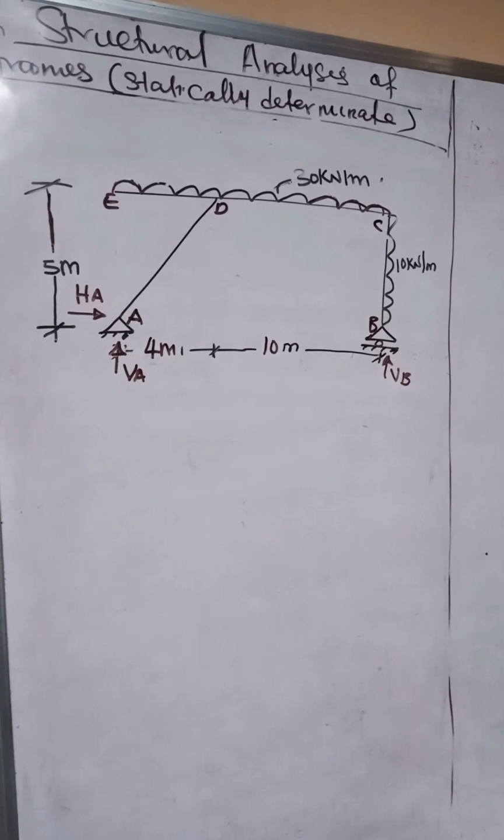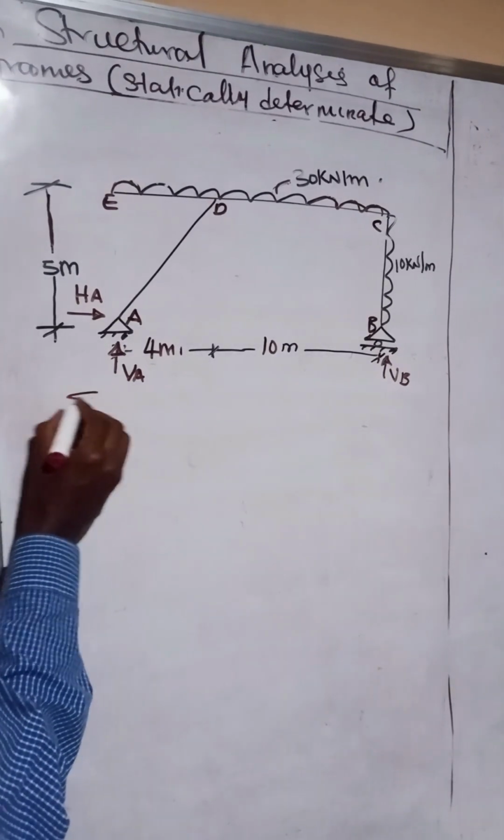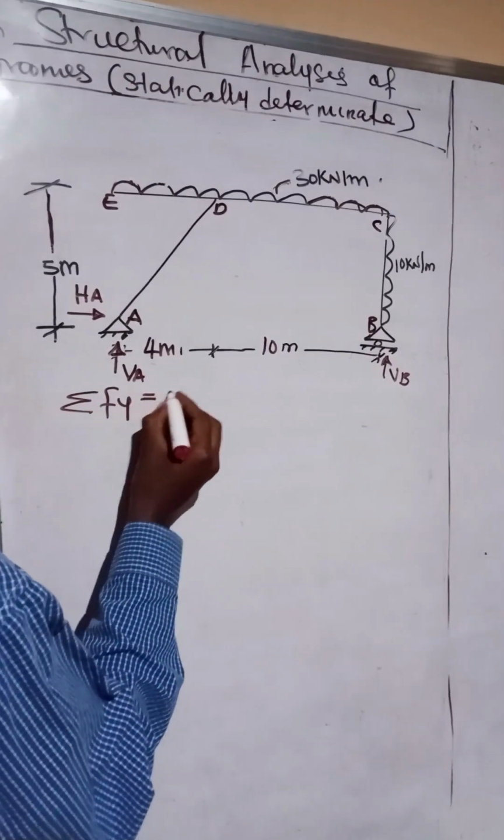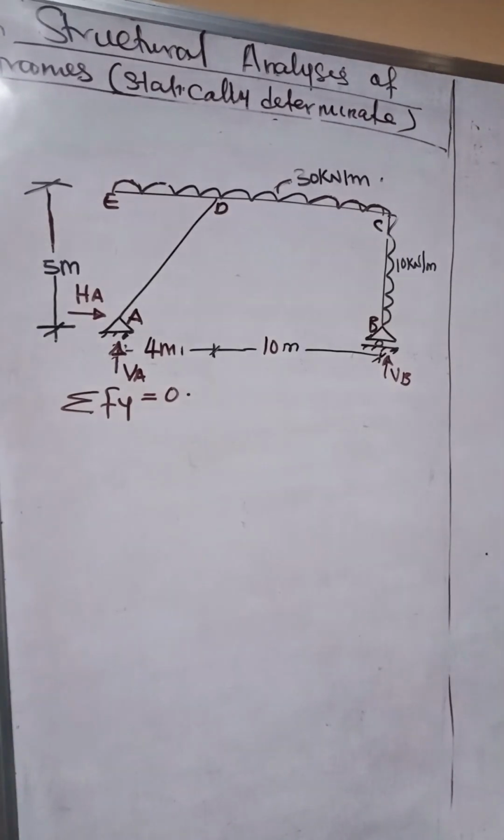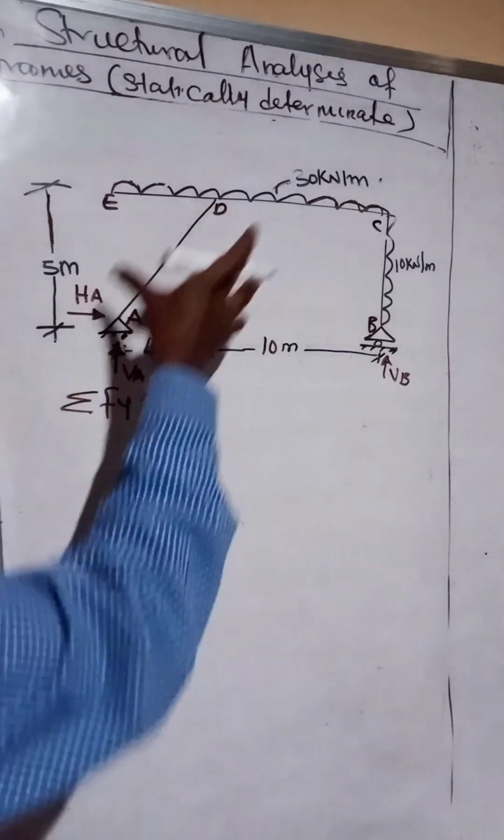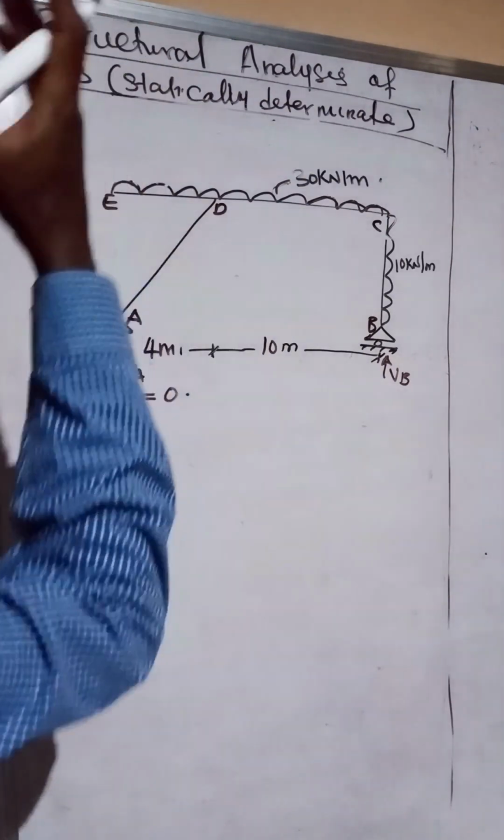The next thing we are going to do is to take moment about any point so that we can determine the unknowns VA and VB. But before we take moment about a point, let's get the equilibrium equation of the vertical forces. So we can say that sigma Fy is equal to 0, meaning the algebraic sum of all the vertical forces is 0. In doing that, we assume the forces coming down negative, the ones going up positive.